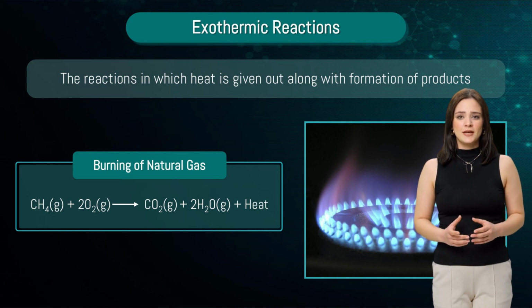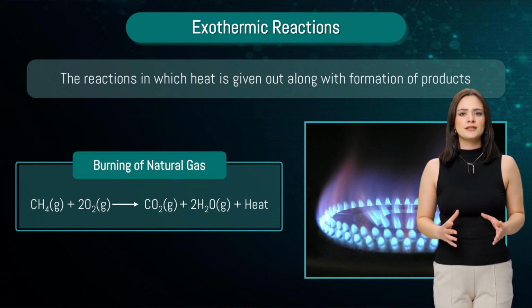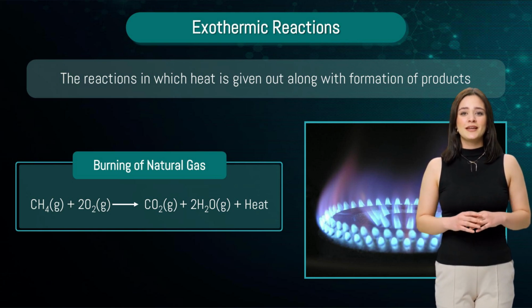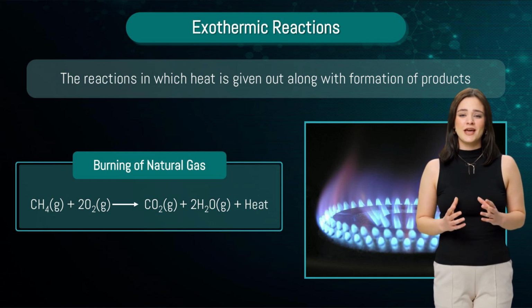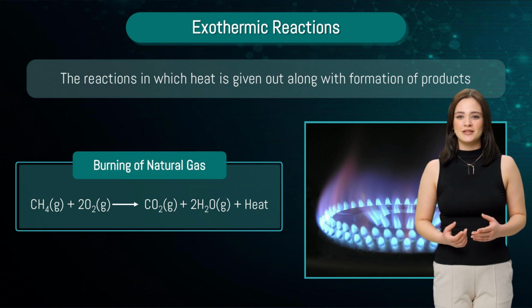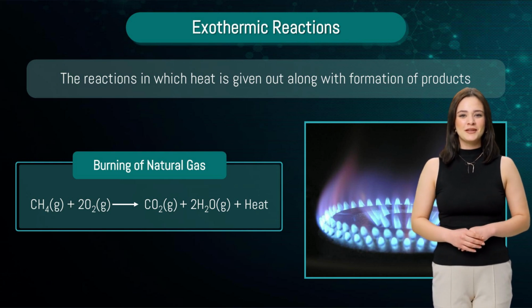Exothermic reactions are defined as those that release heat to the surroundings while forming new products. Consider the common process of burning natural gas, or methane. The reaction with oxygen not only forms carbon dioxide and water vapor, but crucially, it generates a significant amount of thermal energy. This is why the heat term appears on the product side of the reaction equation, making it an essential and energetic class of chemical change. Now, let us see about endothermic reactions on the next slide.